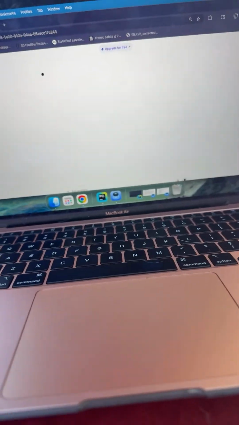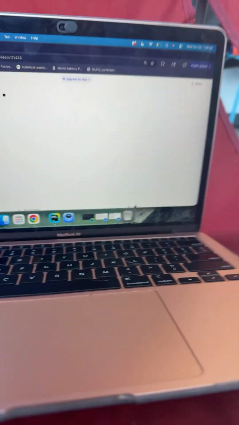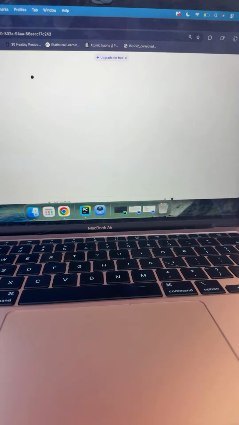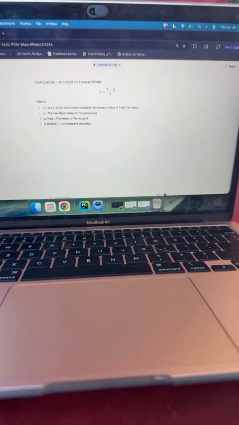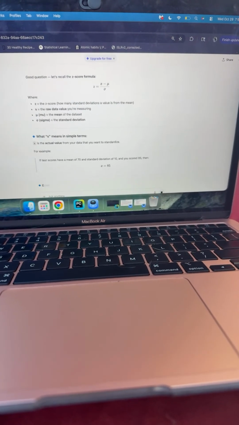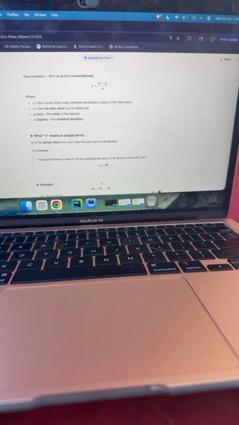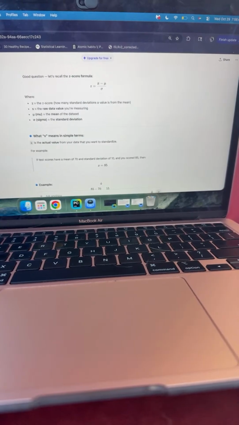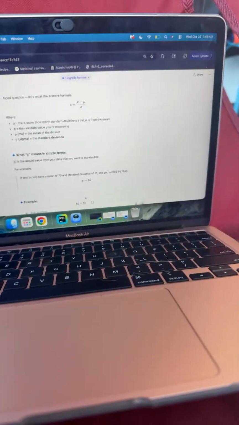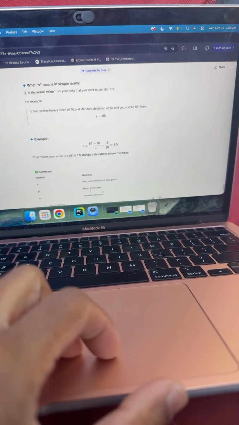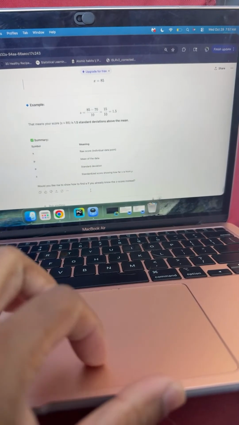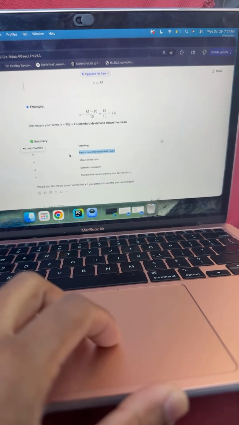Alright, so let's see here. The x in the z-score formula is, drumroll please, round of applause: x is the raw data value you're measuring. The individual data point.